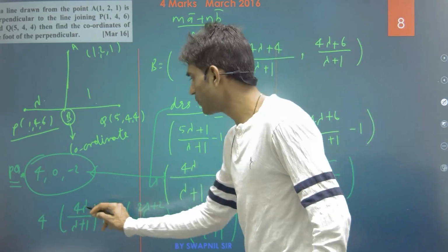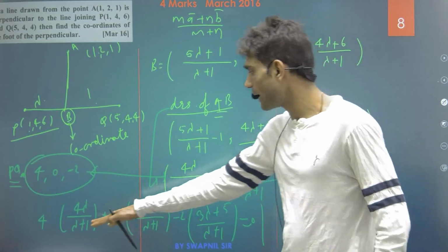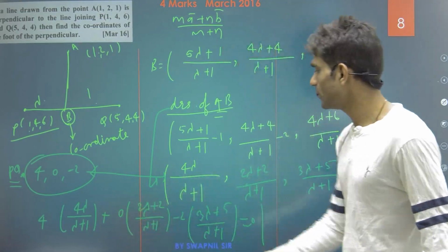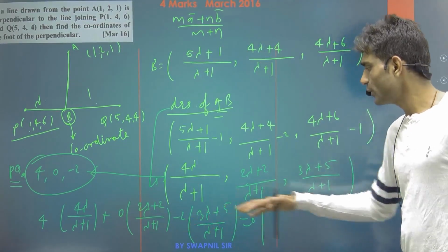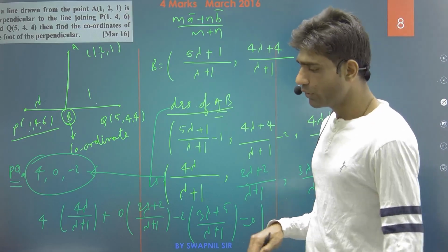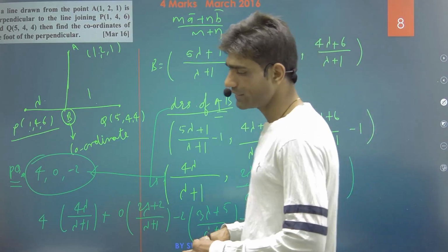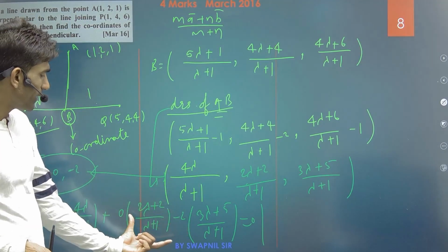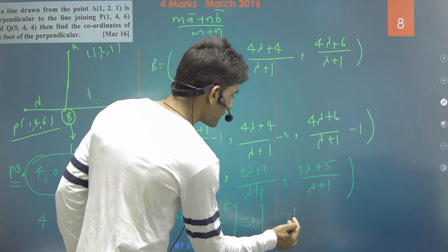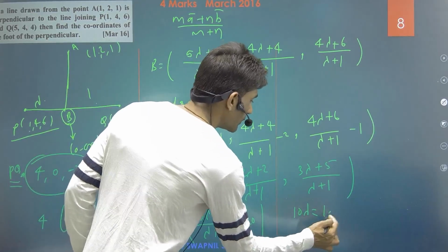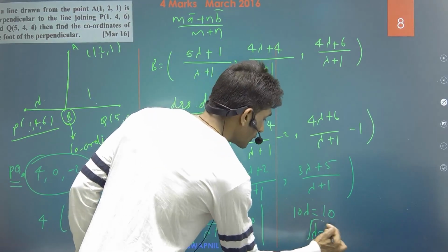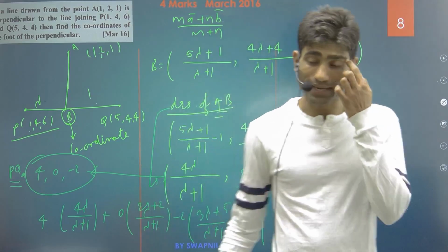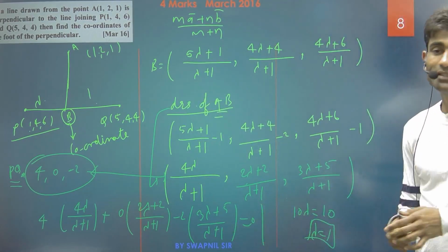4 into 4 lambda goes to 16 lambda upon lambda plus 1. The second term goes to 0. So minus 2 needs to be multiplied under the bracket. We will get the value 10 lambda, which is equal to 10. So 10 times lambda equals 10, which gives us lambda equal to 1. These are just calculations, so that's why I'm skipping these steps here.